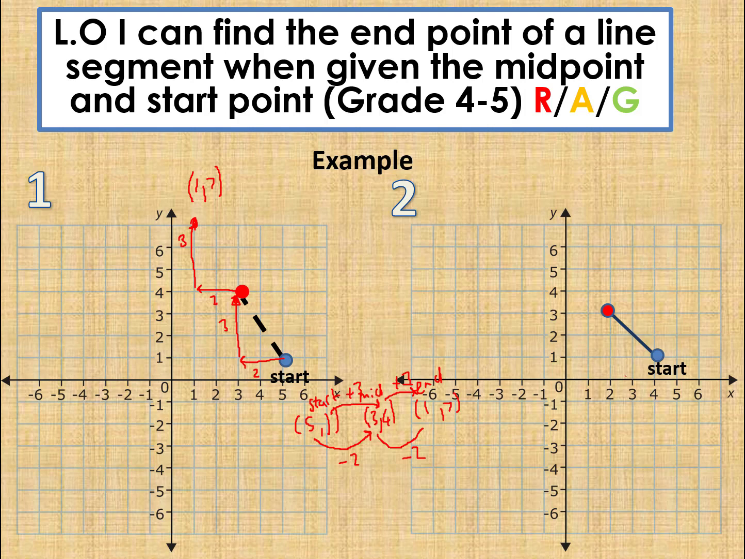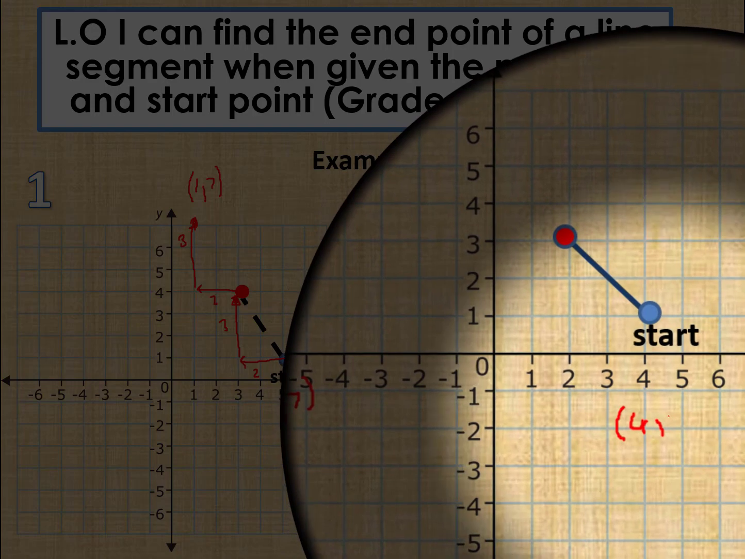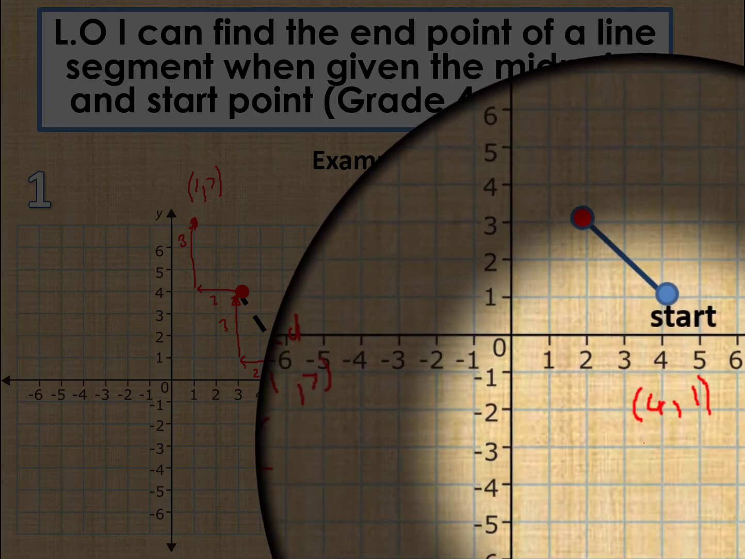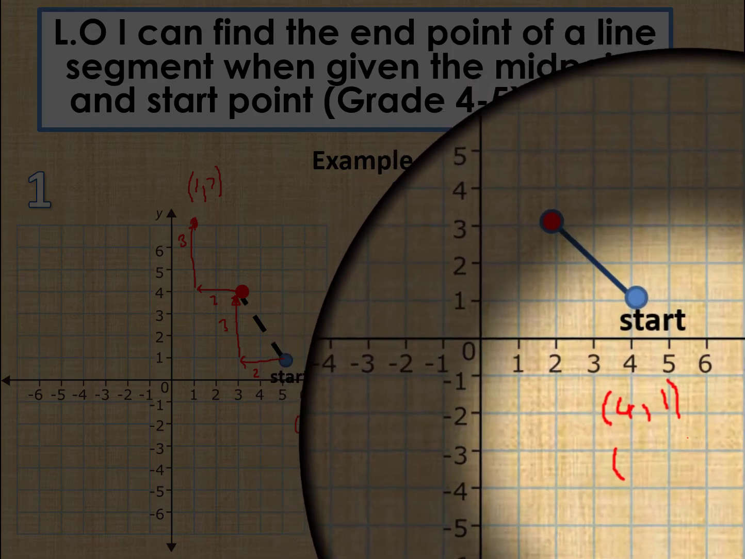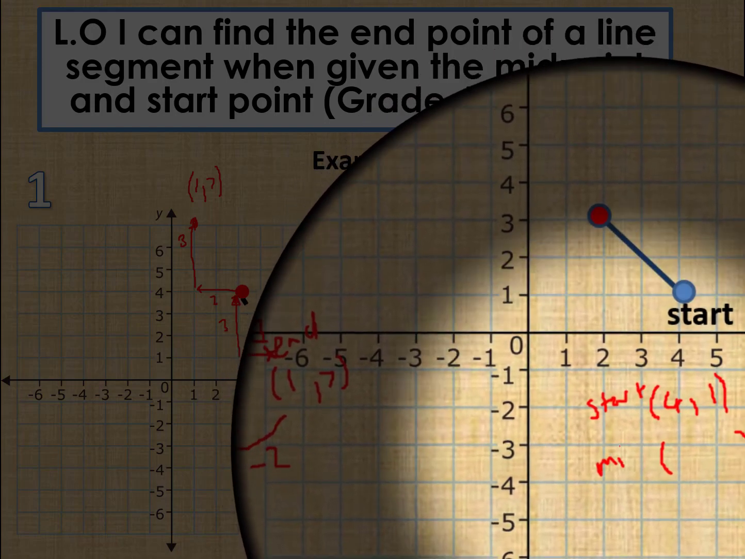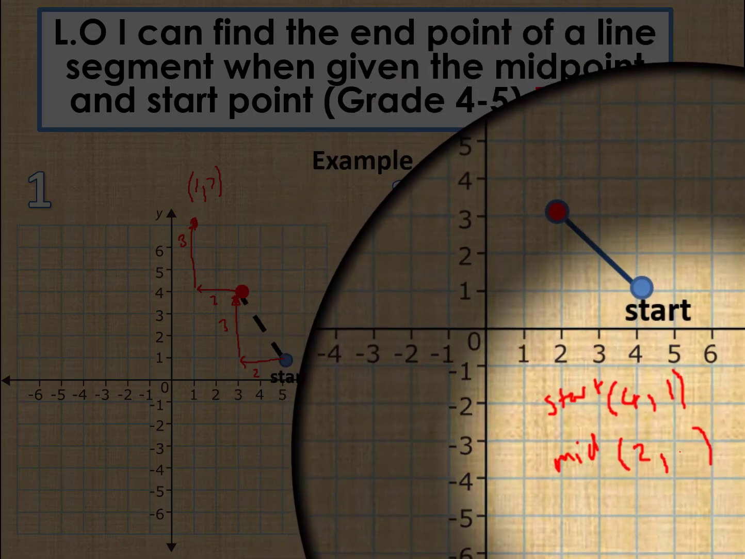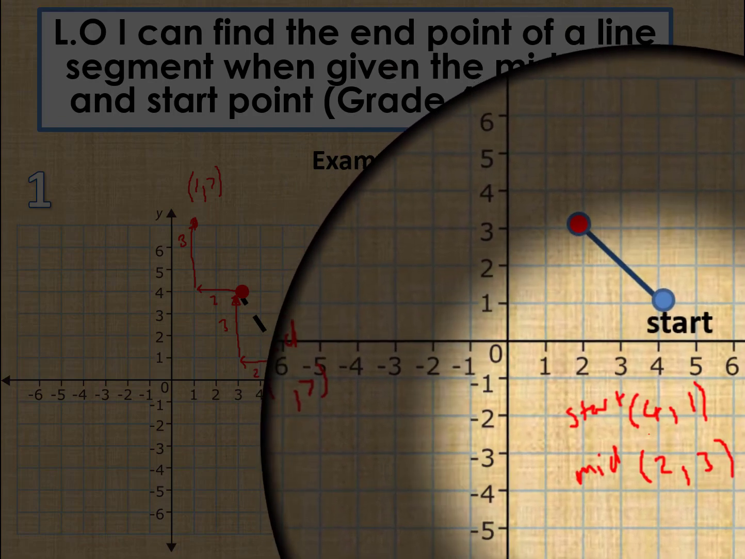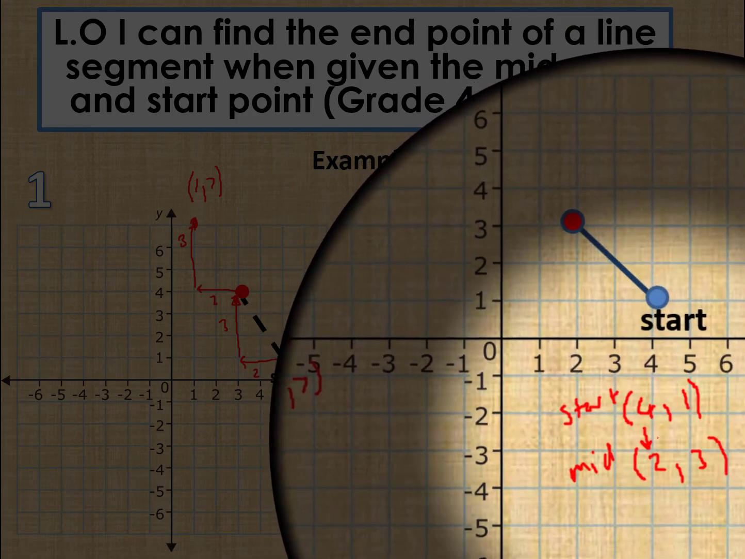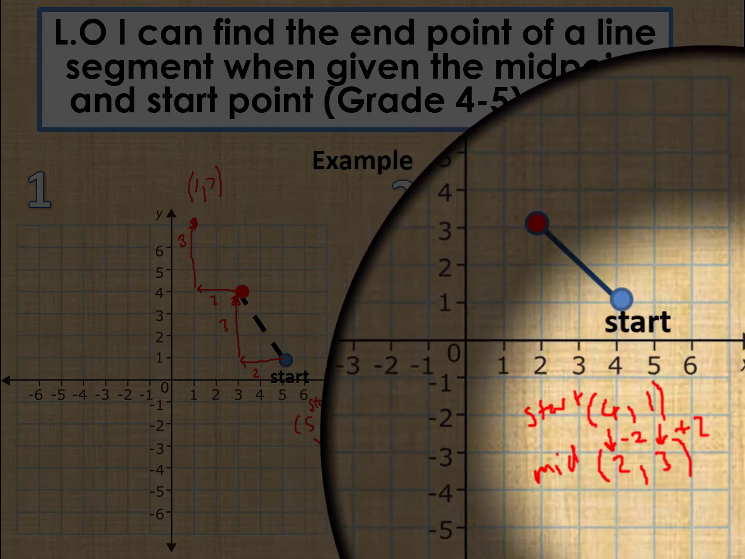So let's show you this example here, but just using the coordinates, because you normally don't get this in a nice perfect graph for you. So look, we've got 4, 1. And I'm probably going to go vertically this way because it's easier. That's the start point. Start. Middle. Now the middle is 2, 3. That's the midpoint, 2, 3. So if you do it like this, it's a lot easier. So that's minus 2. That's plus 2.